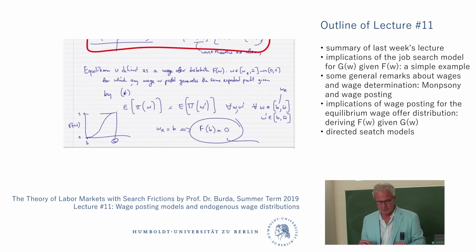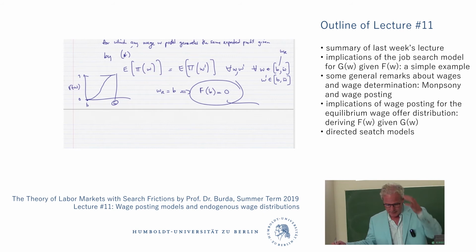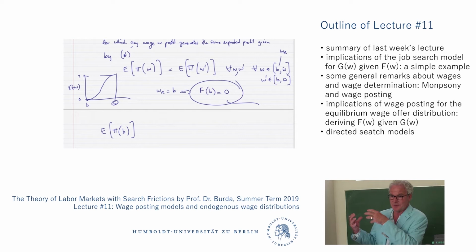Okay, so let's go through the steps. We've got about 5 to 10 minutes to do it. We can still make it. Okay. So the expected profits of that terrible employer that's offering B, by construction, has to be the same as the expected profits for an employer who pays a lot more than B, because that latter employer has more retention and loses fewer workers. But we can still figure out the expected value at B.